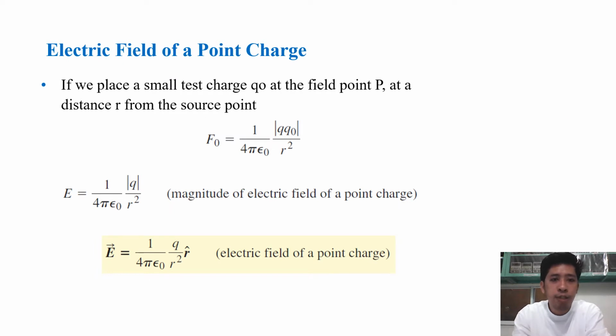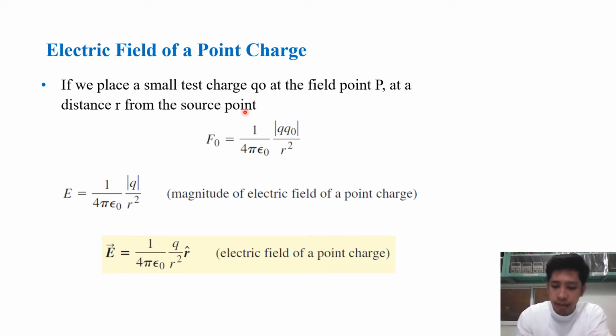If we place a small test charge Q naught at the field point P at a distance r from the source point, you know again that the force F naught is just 1/4 pi epsilon naught times the product of the magnitudes of your charges, Q times Q naught, where Q naught is your test charge, over r squared.